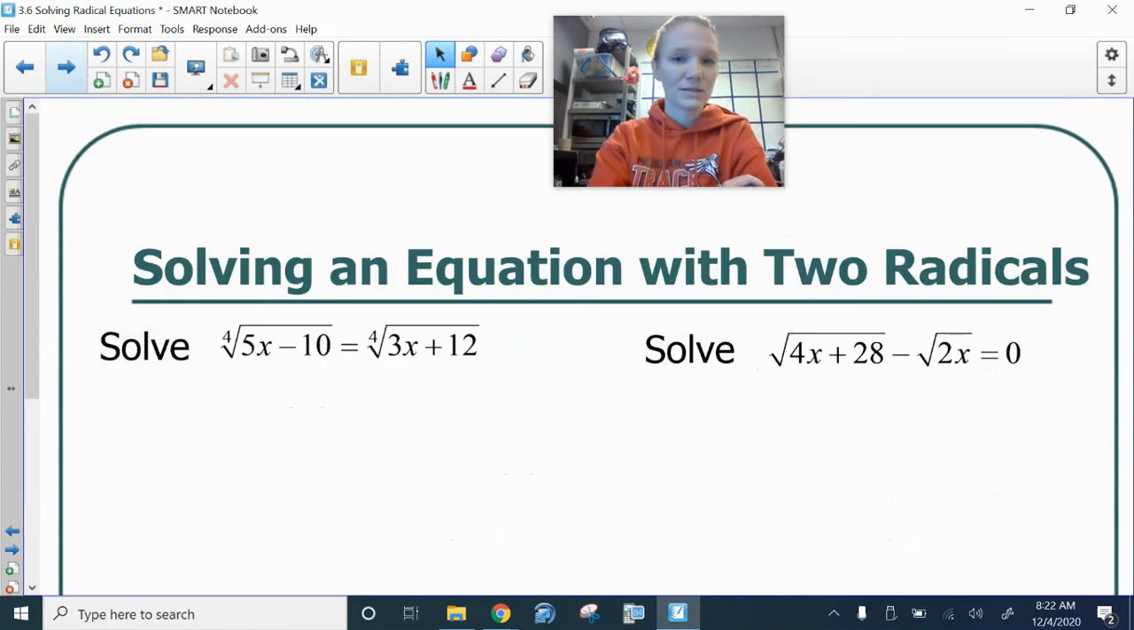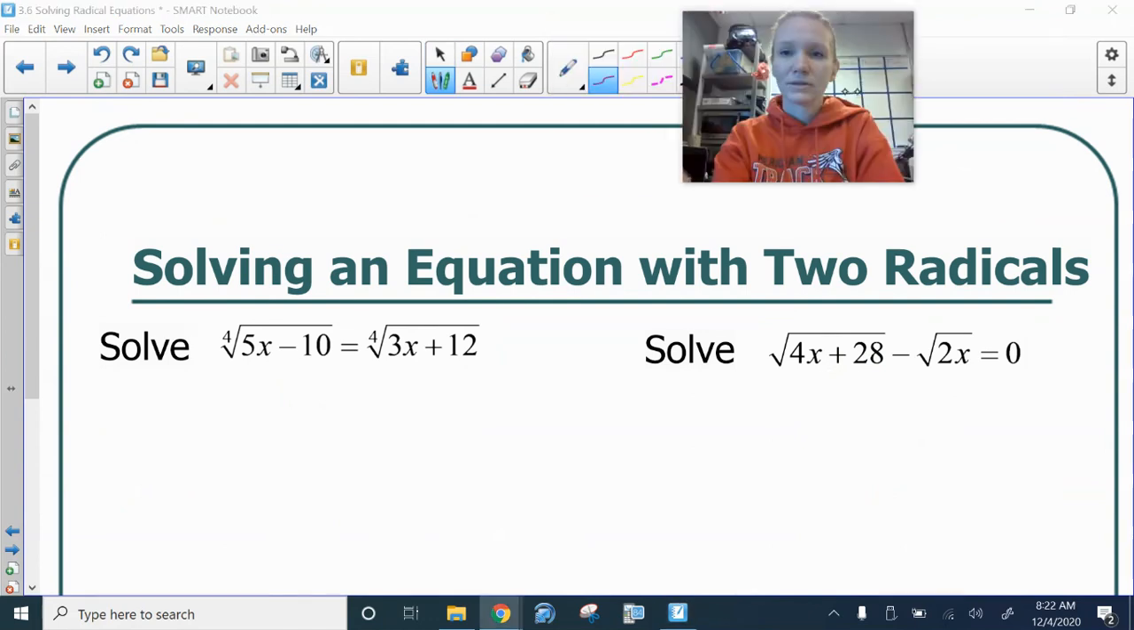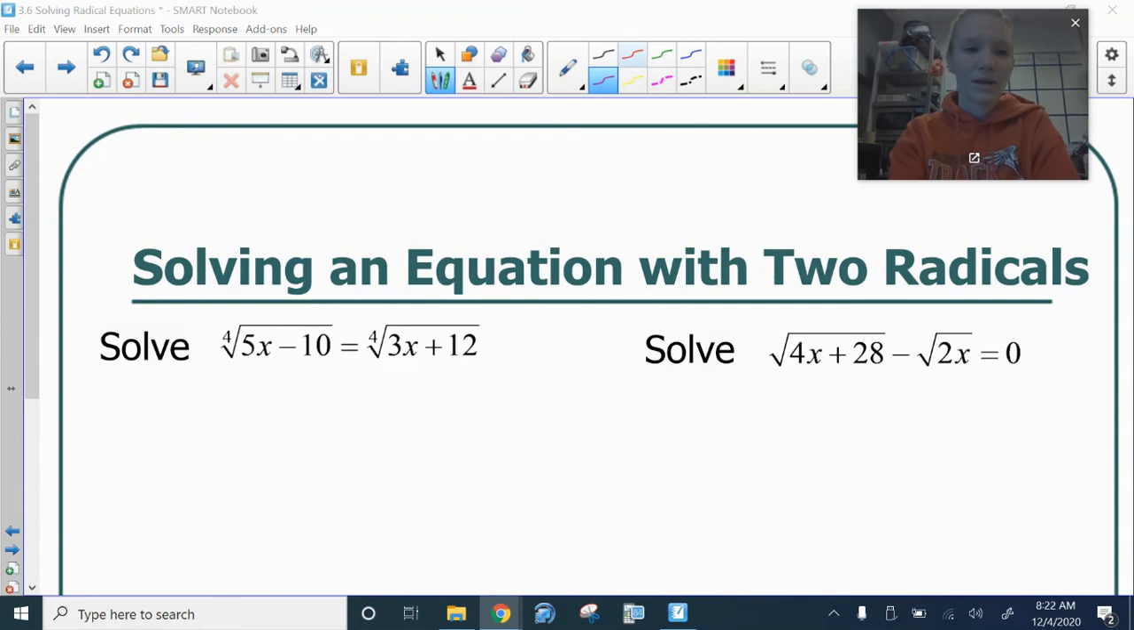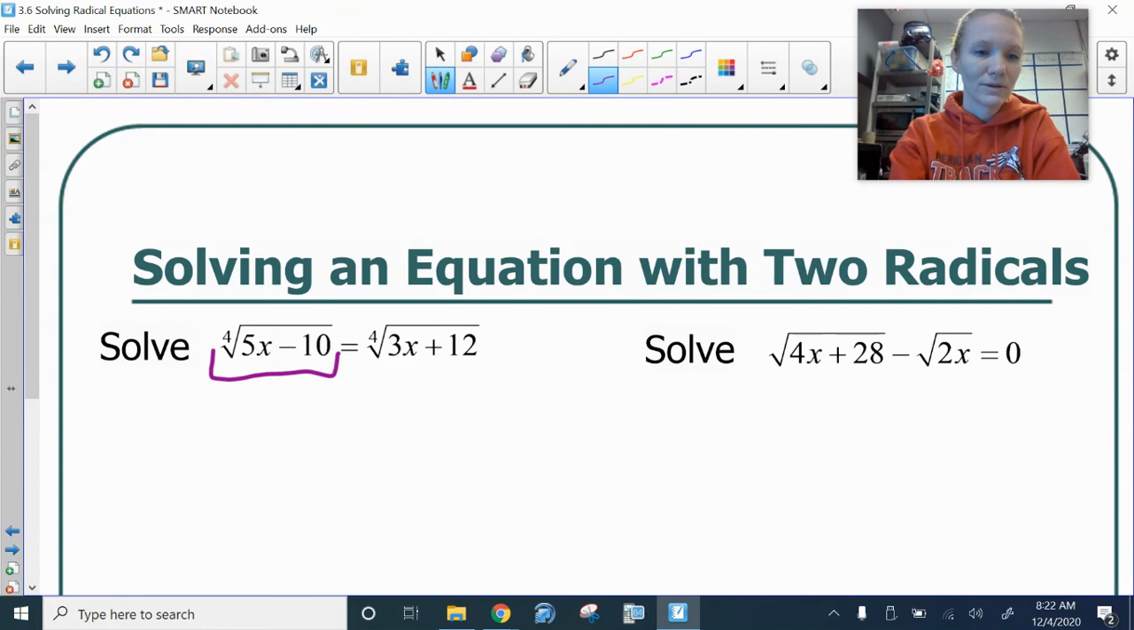All right. Last little bit, solving with two radicals. And then I'll go through and show you how to do these in Desmos too, on the graphing calculator Desmos. So here we notice that we have two radicals. If I want to isolate the radical, that's step one. Well, this radical is already by itself, and this radical is already by itself.